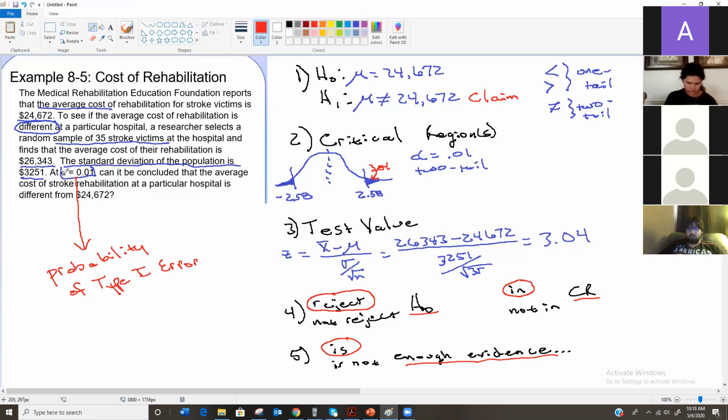So this has a pretty small alpha level, and we still rejected. So you can be pretty confident that this is the case, that other hospital has a different average cost of rehab. Because we had a pretty small level of probability of error, and we had a number that was pretty high above our critical value on the right. So this was pretty strong evidence that hospital has a different average cost.